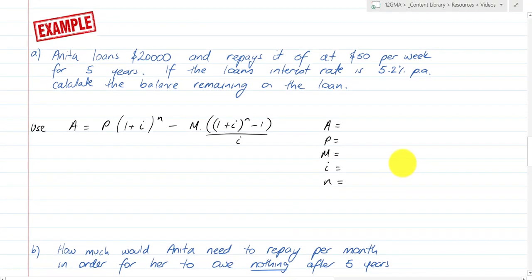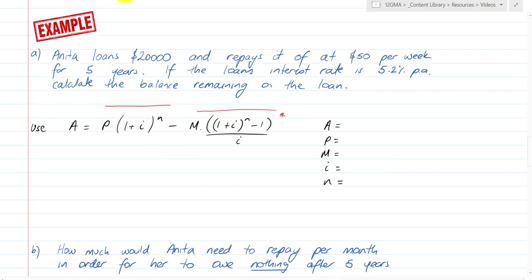Anita loans $20,000 and repays it off at $50 per week for 5 years. If the loan's interest rate is 5.2% per annum, calculate the balance remaining on the loan. So here's the formula. You can get that straight off the formula sheet. This was the yellow bit and this was the green bit.